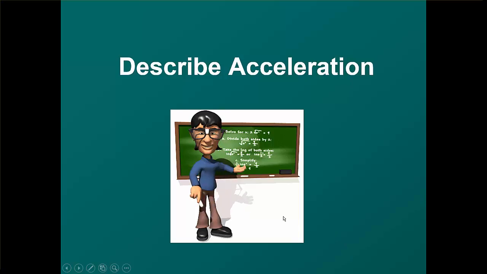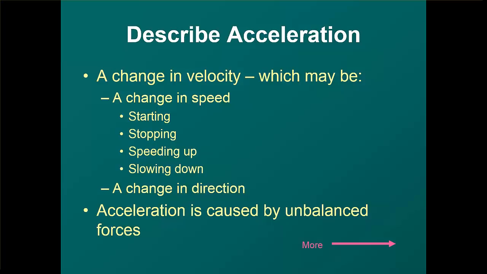Okay. All right. Now let's talk about acceleration. Acceleration is a little bit different. And acceleration, remember we've talked about it having three different ways you can change speed. You can change the speed by starting, stopping, speeding up, or slowing down. In other words, a change in speed is one way to change acceleration. Or you can change direction.